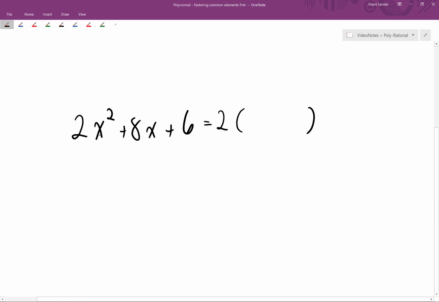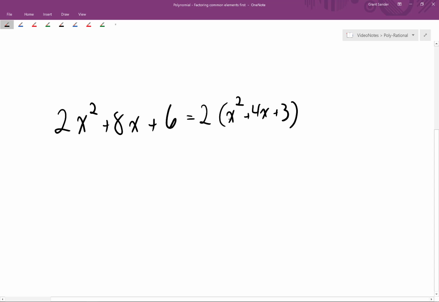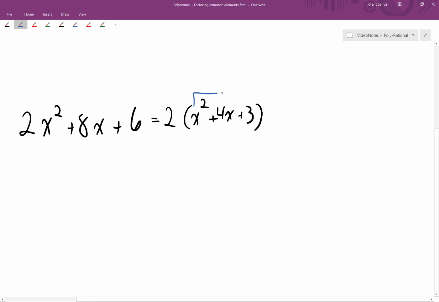If we factor out a 2 from 2x squared, we're left with x squared. If we factor out a 2 from 8x, we're left with 4x. And if we factor out a 2 from 6, we're left with 3. So we can rewrite that original polynomial expression as 2 times x squared plus 4x plus 3. Okay, so this polynomial expression right here is actually easier for us to factor than the original one.